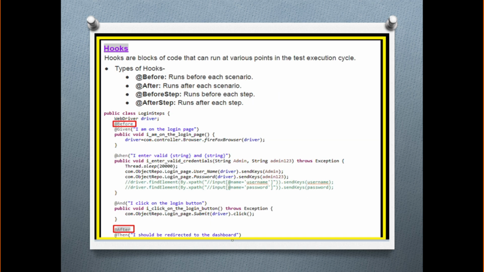The next thing: what are hooks? Hooks are blocks of code that run at various points of the test execution cycle. We have four types of hooks: before, after, before step, and after step. See in the below example, we use Before, which executes when we want to launch our browser. Before is executed first, and once execution is finished, then After is used to shut down or close our browser.